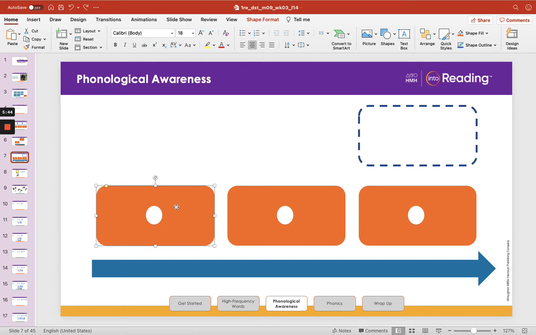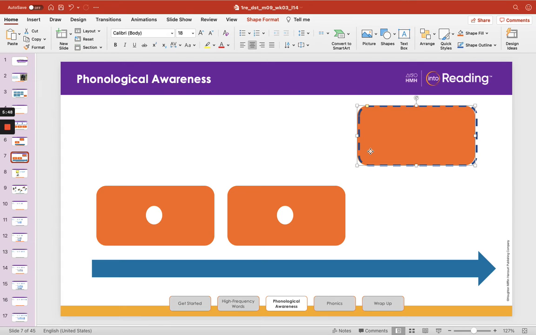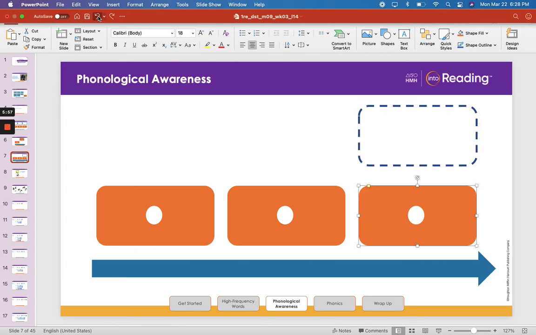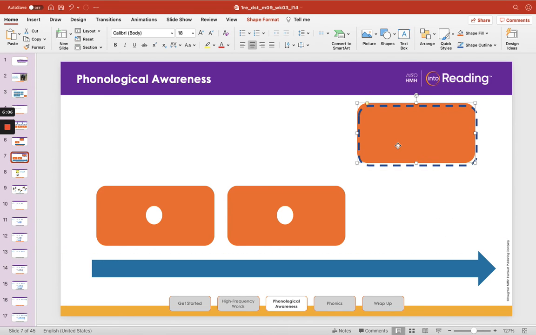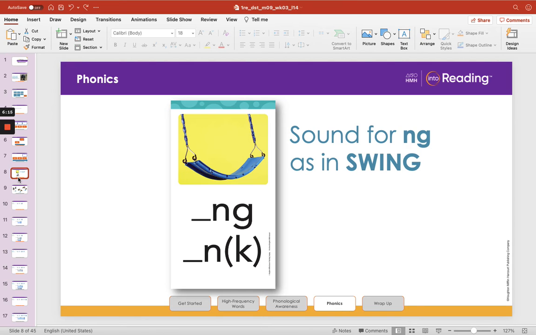We'll try another one. Fingernails. Take off the nails. What's your word? Finger. All right, okay, there we go. Honeybee. Take off the bee. What's your new word? Honey. Excellent. Good job.